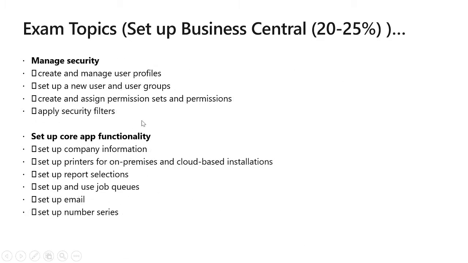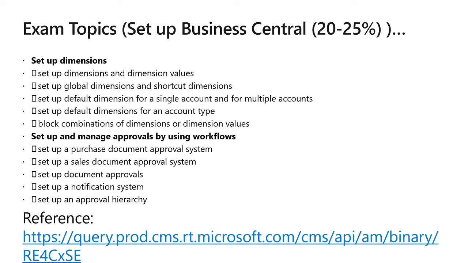The other topics in Setup Business Central are: manage security, create and manage user profiles, create a new user, set up a new user and user group, create and assign permission sets and permissions. We will see how security filters are applied. Then there is set up core functionality: set up company information. In the company information page, we will define our company name, communication address, tax registration number, etc. Set up printers for on-premise and cloud-based installation. Set up report selection. Set up and use job queues. Set up emails. Set up number series. And we'll continue with that.